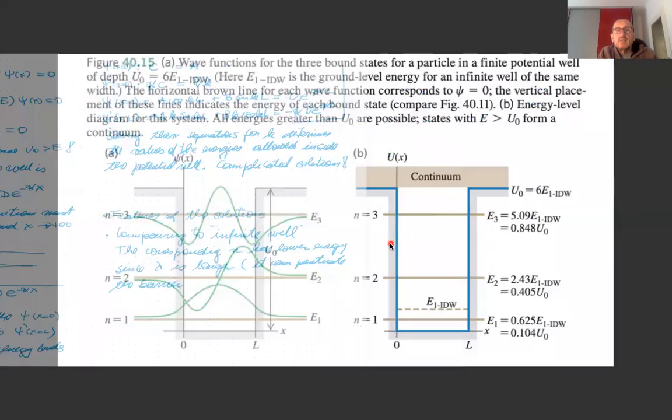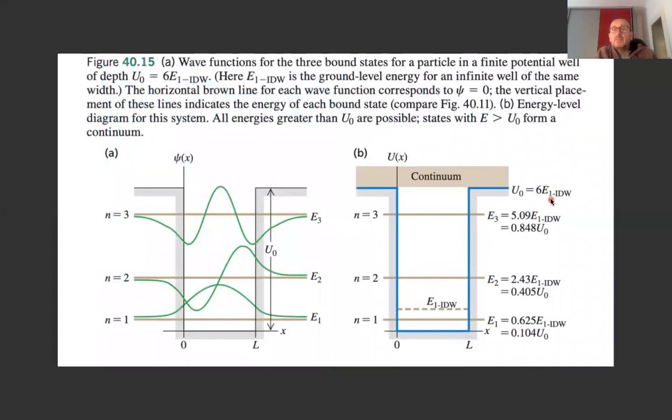And here I have an example. The depth of the well in this case is equal to 6 times the energy of the infinite potential well. The energy of the infinite potential well is E1 dW, that one. And if this was an infinite potential well, the first energy level would be here. So for this potential well, I said take this value, multiply it by 6, and build this new potential, which has the value U0 in this place.